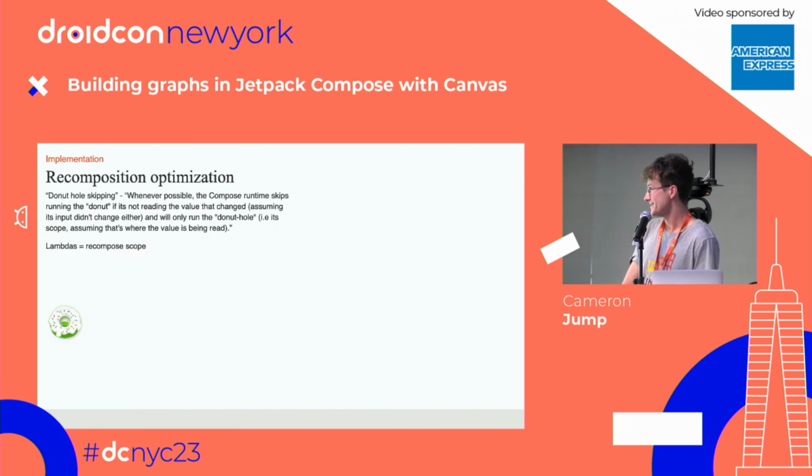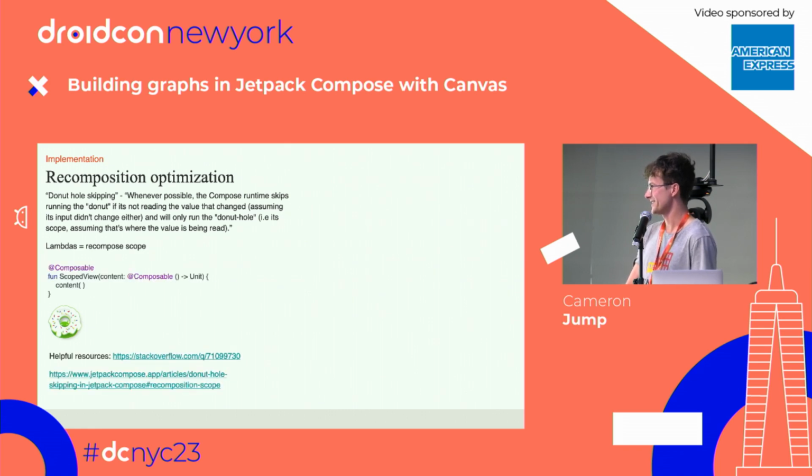Kind of how we did this is this: the way the Compose runtime decides when to recompose things is through the idea of donut hole skipping. And that's defined as, whenever possible, the Compose runtime skips running the donut if it is not reading the value that changed, assuming its input didn't change either, and will only run the donut hole, its scope, assuming that's where the value is being read. And I'm sure that's maybe kind of gibberish, but we'll walk through how we can look at that.